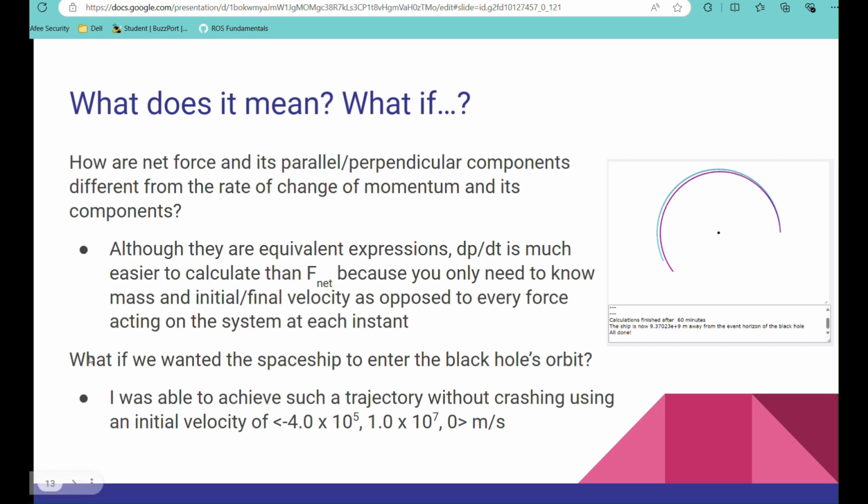What if we wanted the spaceship to enter the black hole's orbit? Well, in that case, I was able to find such a trajectory by using the following initial velocity: -4 times 10 to the 5th, 1 times 10 to the 7th, and 0 meters per second. And that caused it to not crash at all into the planet or the black hole, as shown here. Cyan is the color of the planet, and purple is the color of the spaceship, which is going in orbit around the black hole without crashing into anything. So it's very cool and very sweet.